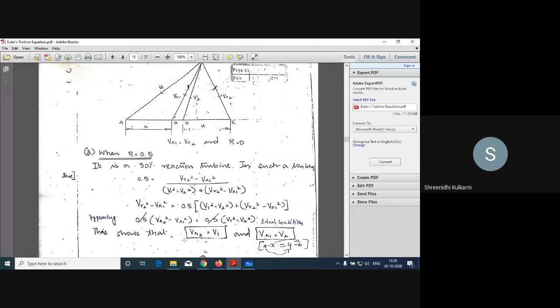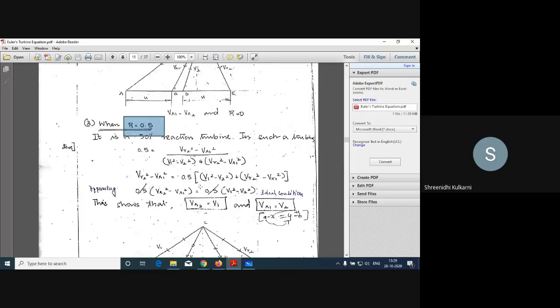When do we get this condition? When the degree of reaction is 50%. I am stating this because while solving problems you have to remember: when R is equals to 0, VR2 is equals to VR1. When R is equals to 0.5 or 50%, we can directly write VR1 is equals to V2, and VR2 is equals to V1.